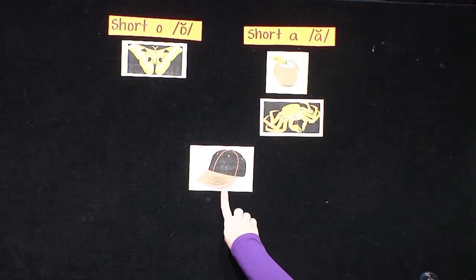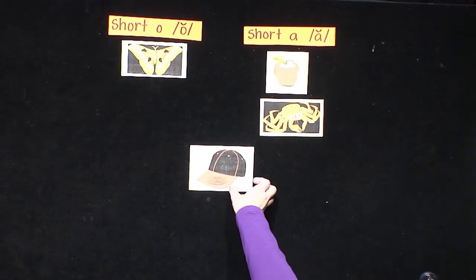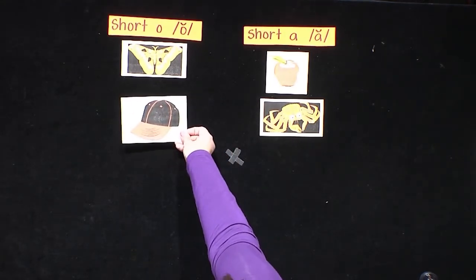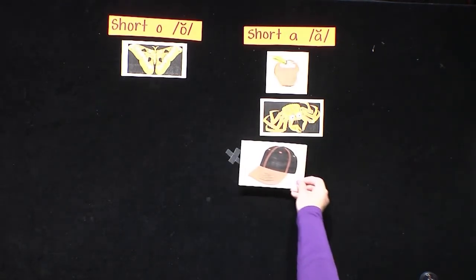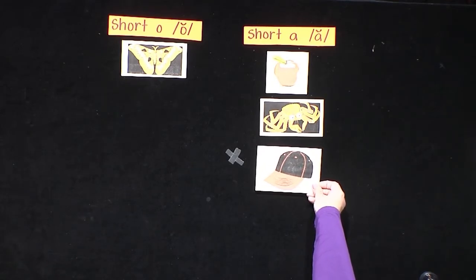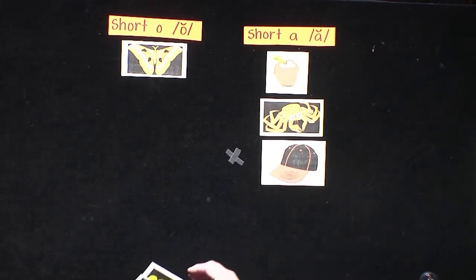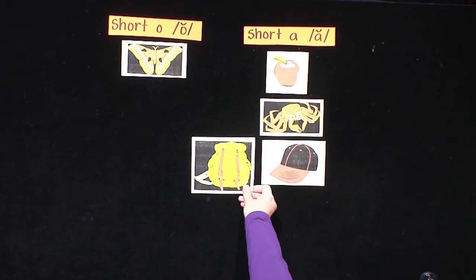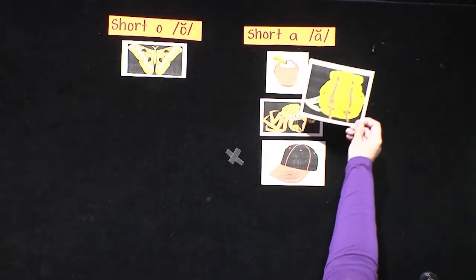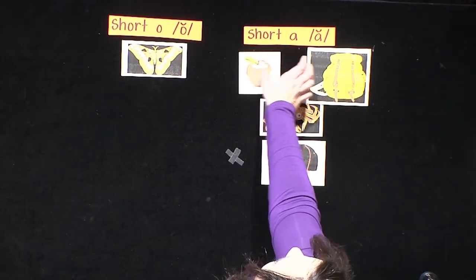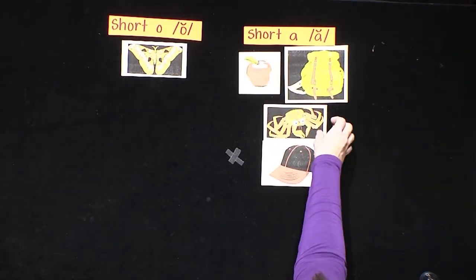Say hat. Does it have the short O sound, or the short A sound? Great job. Hat has the short A sound. Say backpack. Which vowel sound do you hear twice in the word backpack? If you said the short A sound, excellent. Backpack has the short A sound in it twice.